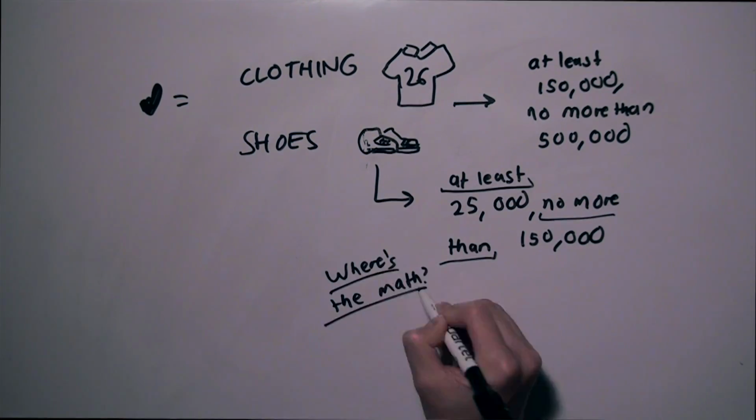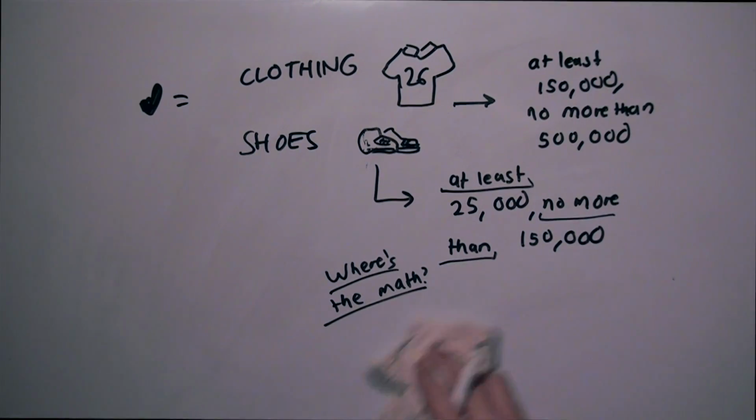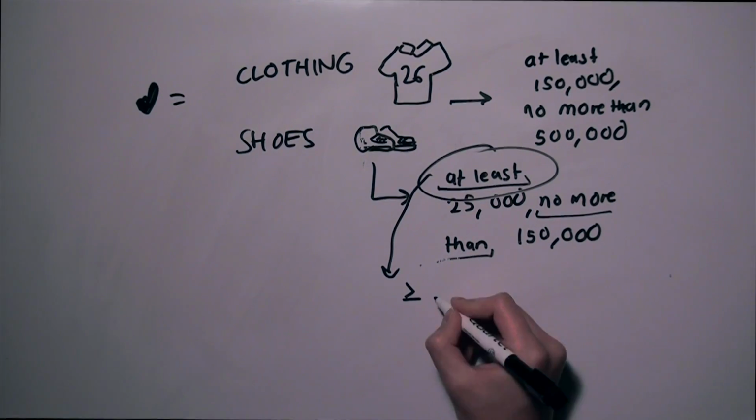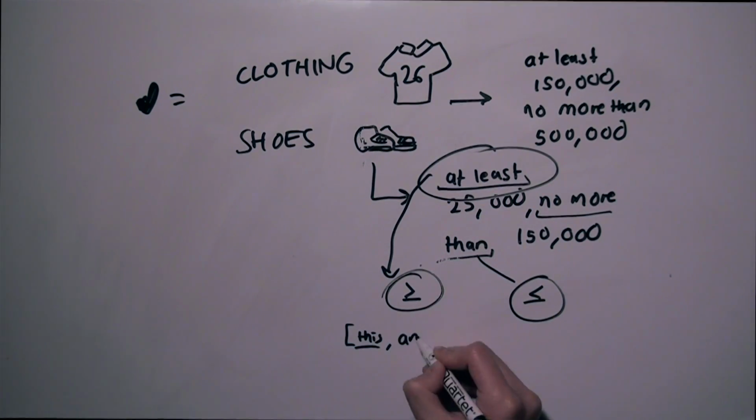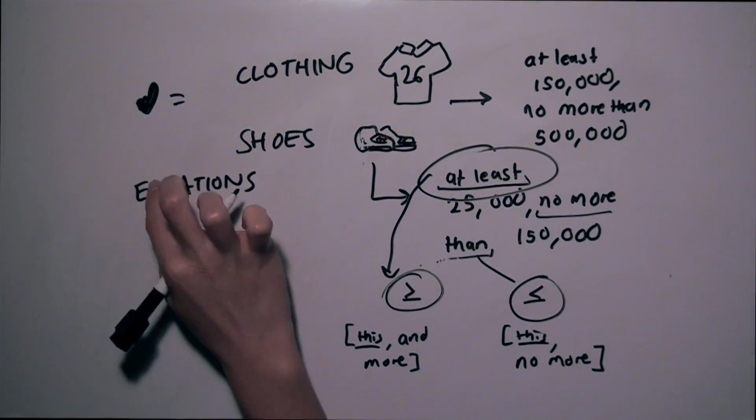So these are all great words, but where's the math? How can we transform this into mathematical symbols? Well, it turns out we already do have them. We have greater than or equal to, which will represent at least, and less than or equal to, which will represent no more than. With these, we can start writing equations, or more accurately, inequalities.